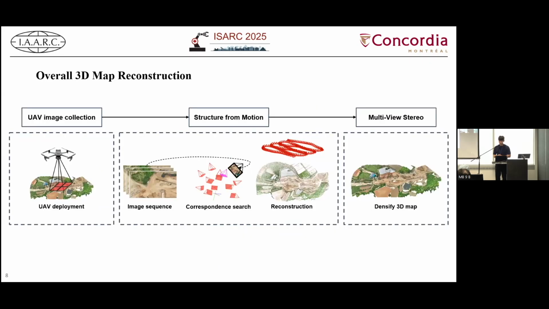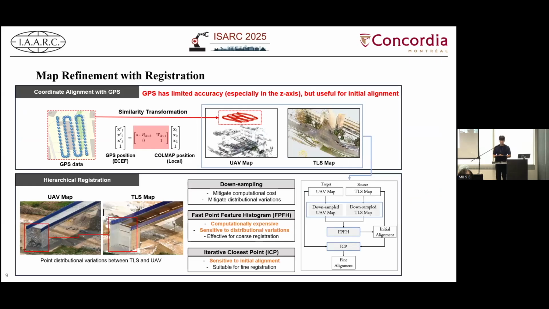In concrete terms, the 3D map reconstruction step starts with UAV deployment to capture aerial images of the site. And next, matched points across the image sequence are found to reconstruct the 3D geometry. And next, we apply multi-view stereo to densify the 3D map.